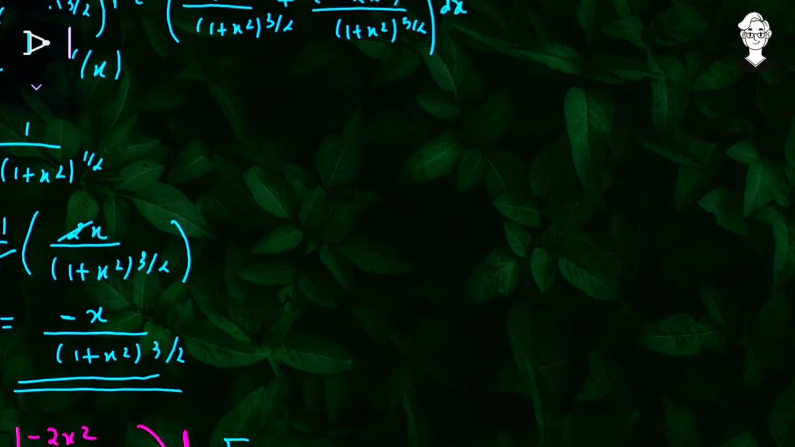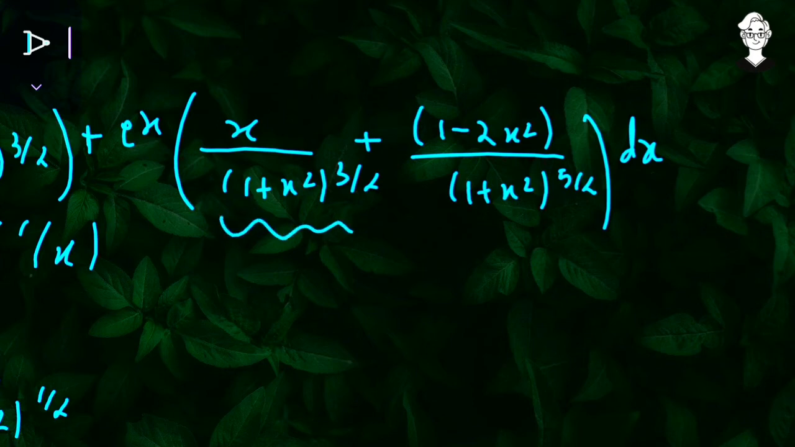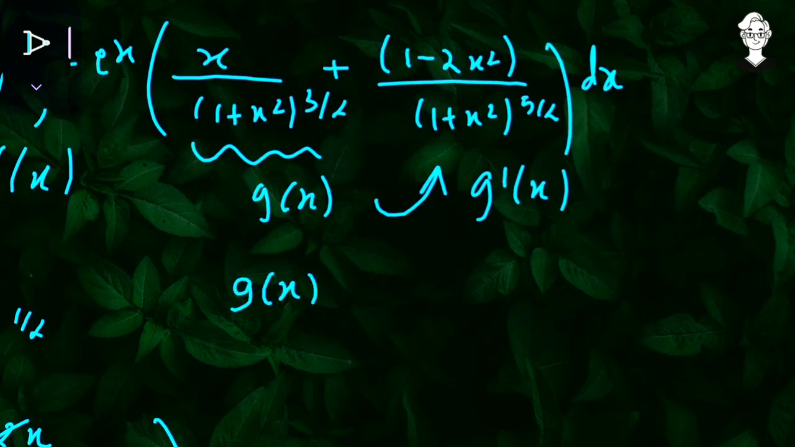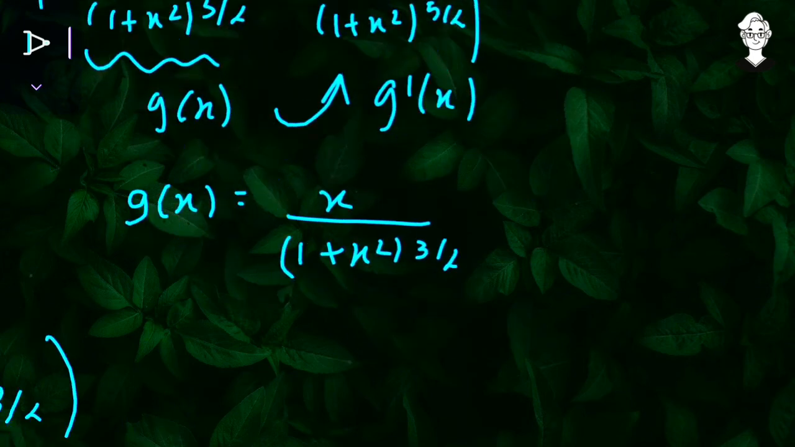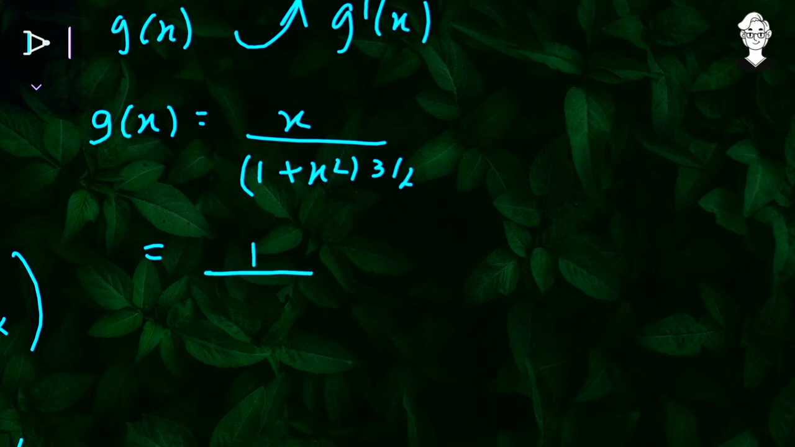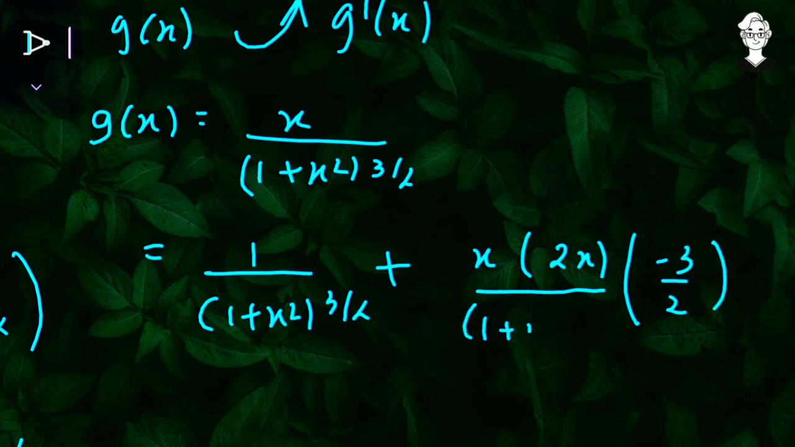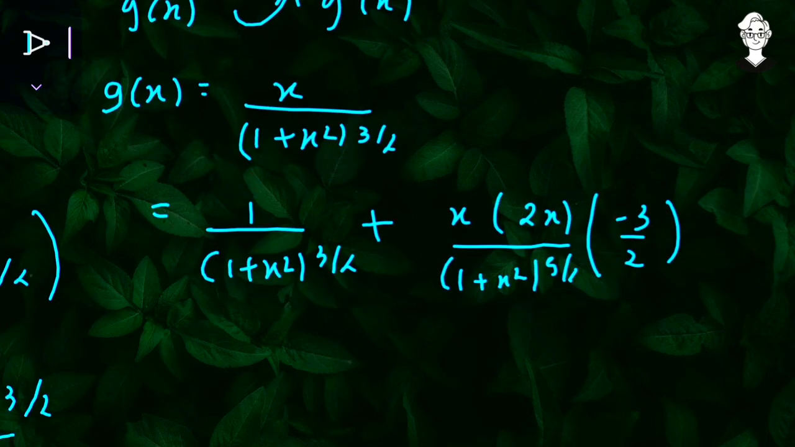Now let us move to the second bracket and check whether the derivative of this thing, that is my g of x, whether it's equals to this or not, means whether it is g dash x or not. So g of x is x upon (1 plus x squared) to the power 3 by 2. So its derivative would be equals to 1 upon (1 plus x squared) to the power 3 by 2 addition x multiplied by 2 times x multiplied by negative 3 by 2 upon (1 plus x square) to the power 5 by 2. This is the derivative of this thing. It's very simple over here.